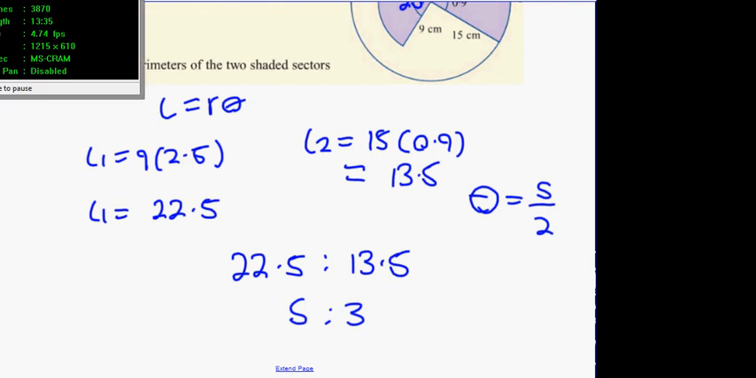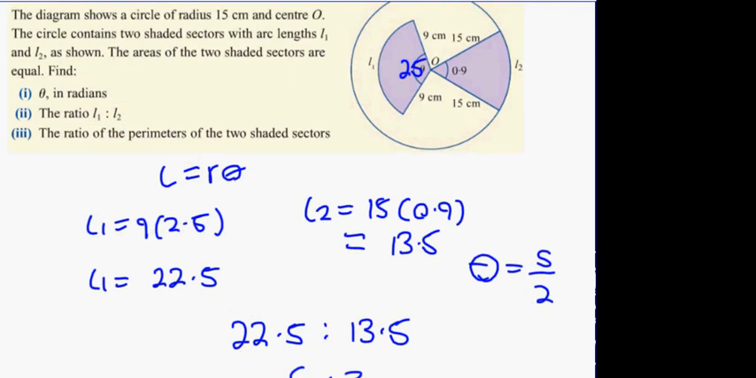Next part, the ratio of the perimeters of the two shaded sections. Well, this here is 22.5 and this one here is 13.5. This means that the perimeter of the first one is going to be 18 plus 22.5, which is going to be 40.5. The perimeter of the second one is going to be 43.5. Once again, very easily done.